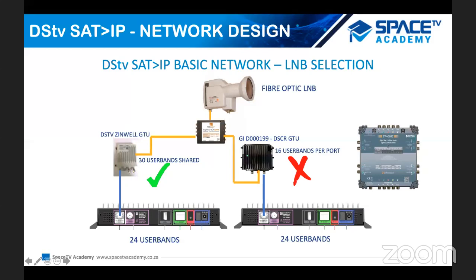And just out of interest, if you use something like the Johansson or other DSCR multi-switches out there, you will have exactly the same problem, that each output only has 16 user bands. And once again, those cannot be used to feed SATIP servers either.